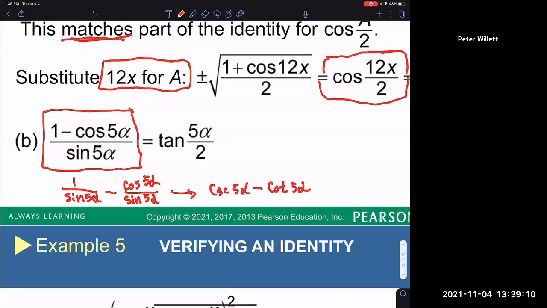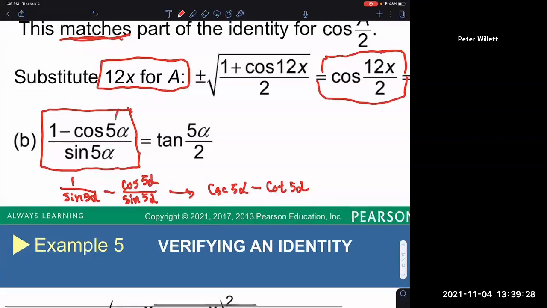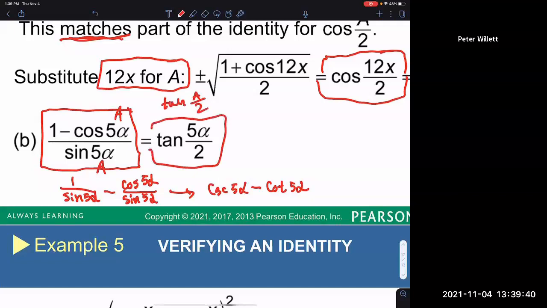But instead, if you recognize how this looks like one of the 3 formulas they gave us for the half-angle formula, 1 minus cosine over sine, then we can get an even nicer simplification here by just recognizing that the A in our formula is 5 alpha. And so this is just the same as tan of A over 2. And that goes immediately to a simplification of just tan of 5 alpha over 2.